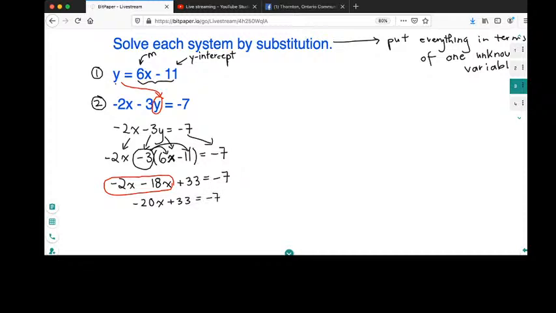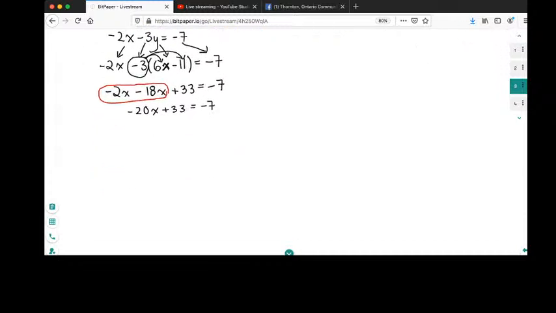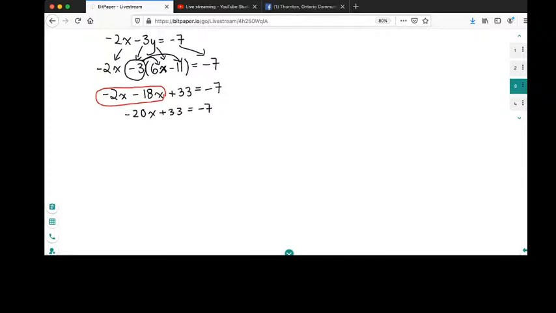And just like with all algebraic problems, we need to isolate for x. So let's go ahead and do that. We're going to move the 33 over to the other side. So that means we're left with negative 20x equals negative 7 minus 33, because as it changes to the other side, it changes signs as well. And that leaves us with negative 20x equals negative 40.